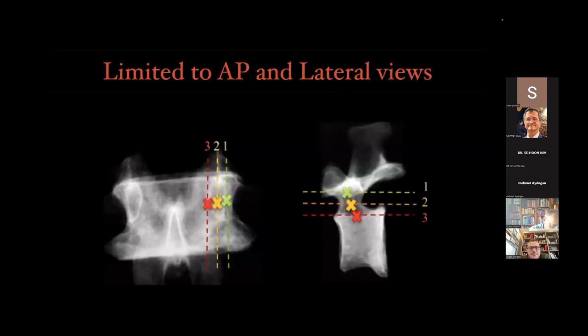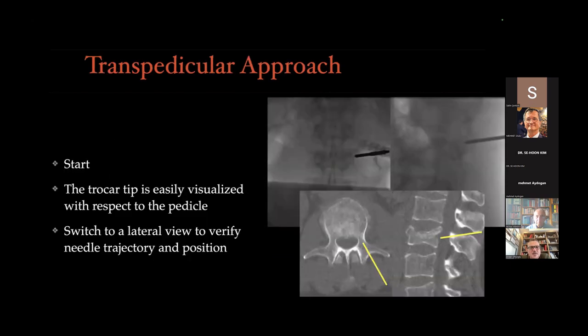There is a red line entering the pedicle. The red line is the medial border of the pedicle. We have to check it. Don't cross the midline of the pedicle. And we start the usual percutaneous transpedicular application.